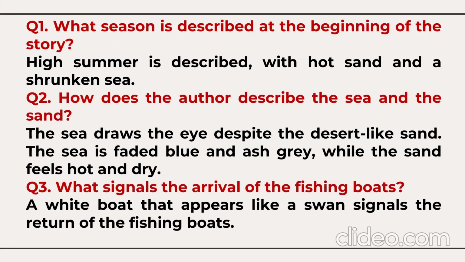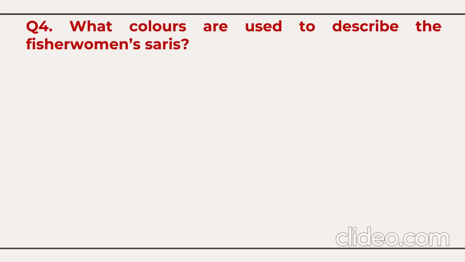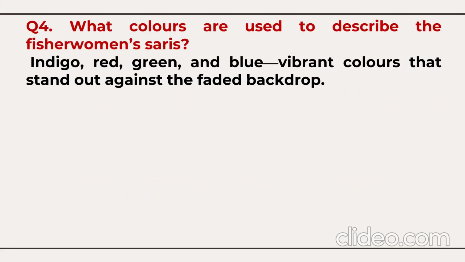What signals the arrival of the fishing boats? When the fishing boats arrive, what kind of signal does it give? A white boat that appears like a swan signals the return of the fishing boats. What colors are used to describe the fisher women's sari? Indigo, red, green, and blue, vibrant colors that stand out against the faded backdrops.